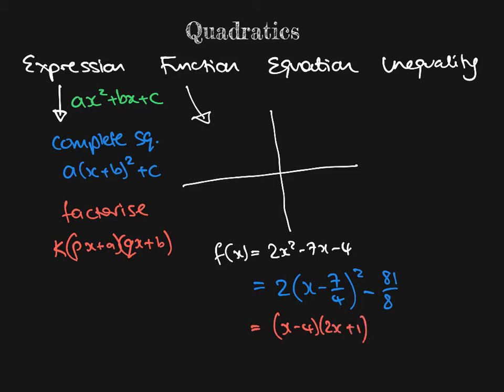Now, the one I want for sketching is the blue one. But first, I'm just going to have a little look at the y-intercept. So the y-intercept is −4, that's negative, and that's what happens when x is 0, nice and easy. Now I'm going to use the blue one to see that it's gone left 7 over 4, and then down 81 over 8. And that's why that completed square form is so good.